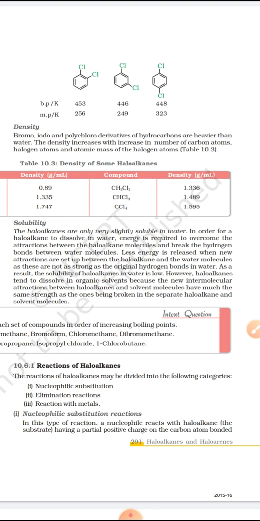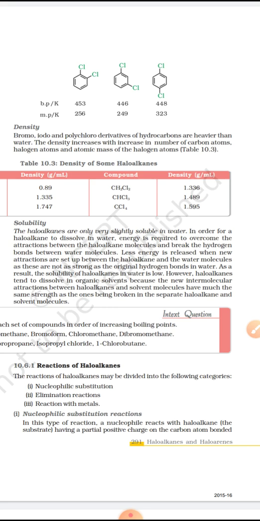But haloalkanes dissolve in organic solvents to a much better extent. They can easily dissolve in the organic solvent, and the new interactions formed between the organic solvent and the haloalkanes have much more strength compared to the ones which are broken between the haloalkane molecules.